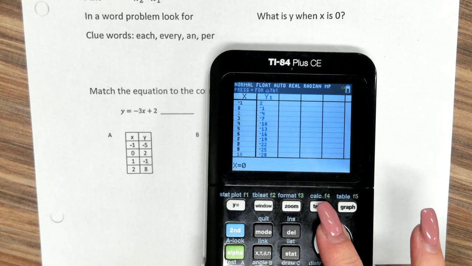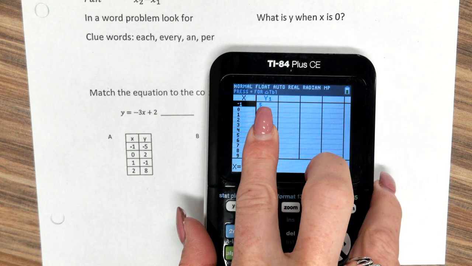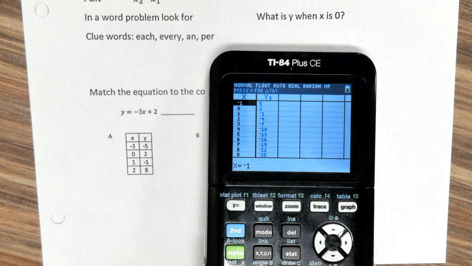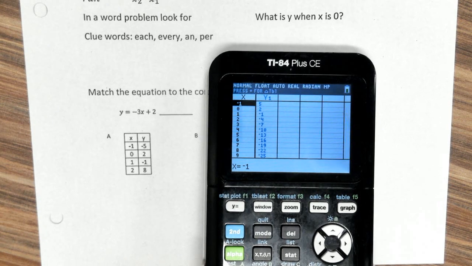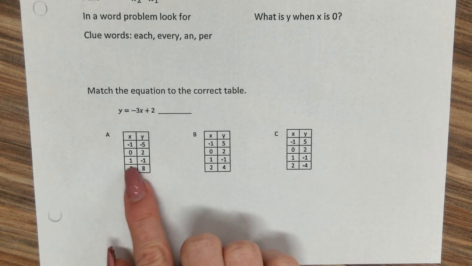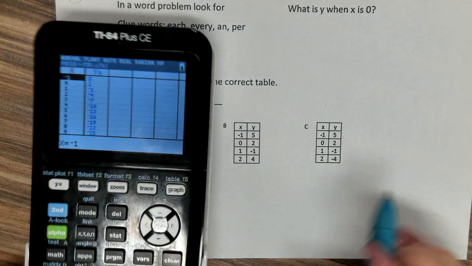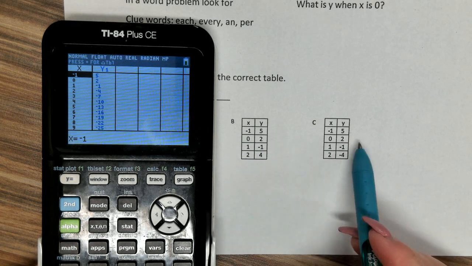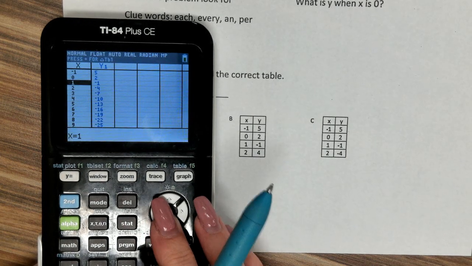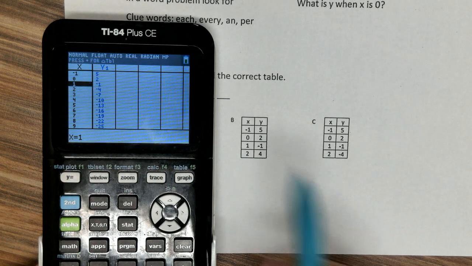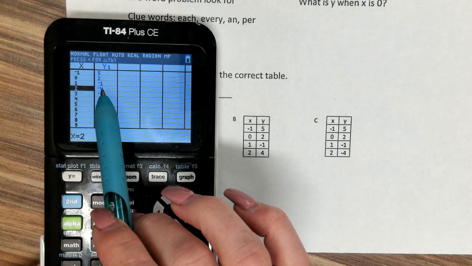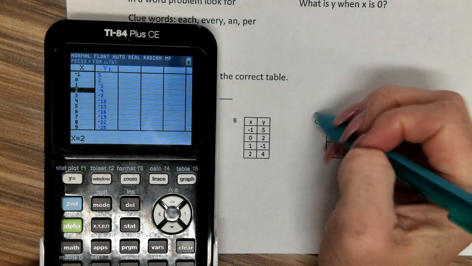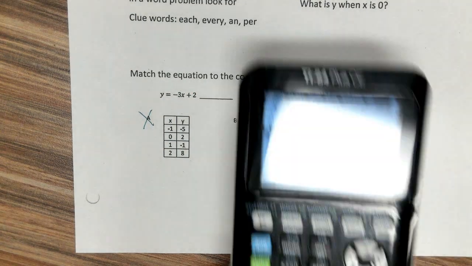When x is negative 1, what should y be? Positive 5. Okay, so is A a correct answer? No. Could B and C be the answer based off of that? Yes. Now we're going to go check when x is 0, y is 2. That is correct. When x is 1, y is negative 1. That's correct. But when x is 2, what does y need to be? Negative 4. So what is the correct answer? C.